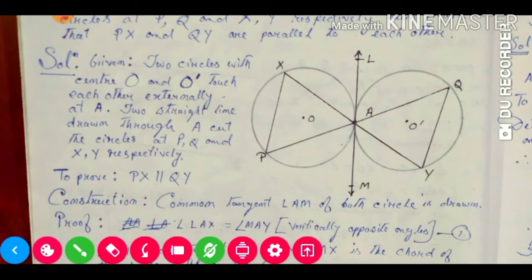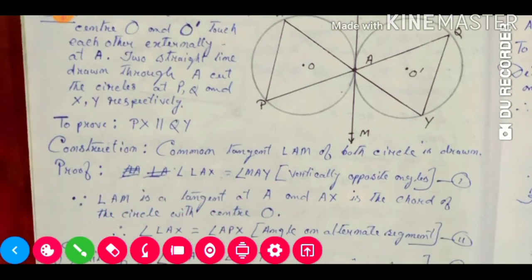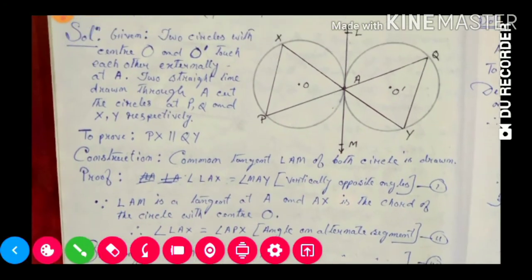So here for construction we draw the common tangent LAM of both circles. Proof: see, angle LAX and angle MAY, these two angles will be equal. Why? They are vertically opposite angles. These two angles are equal.